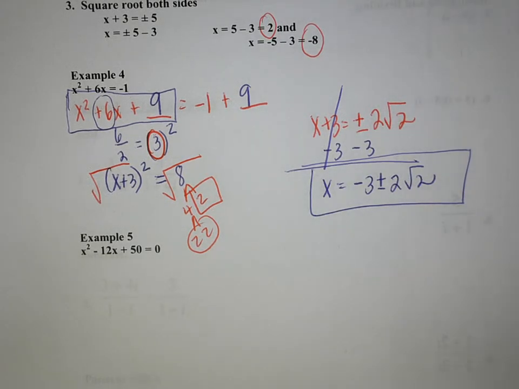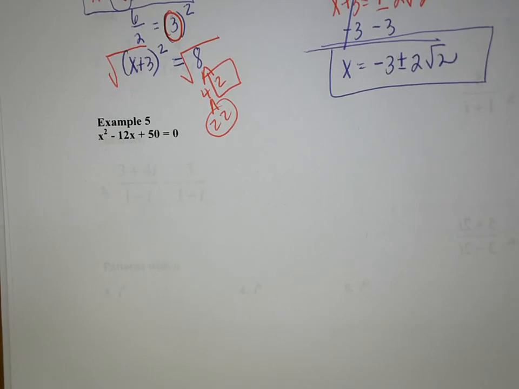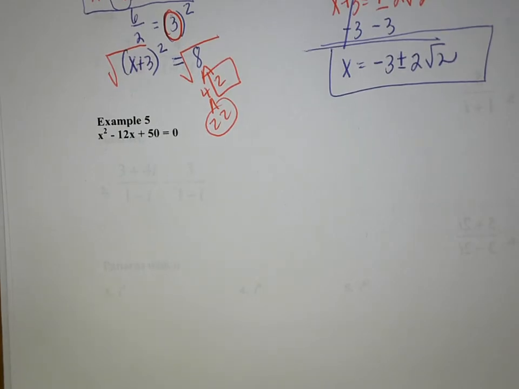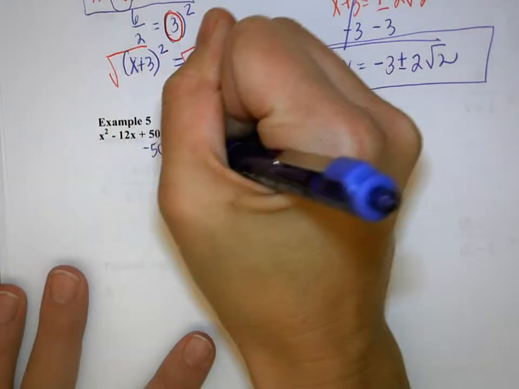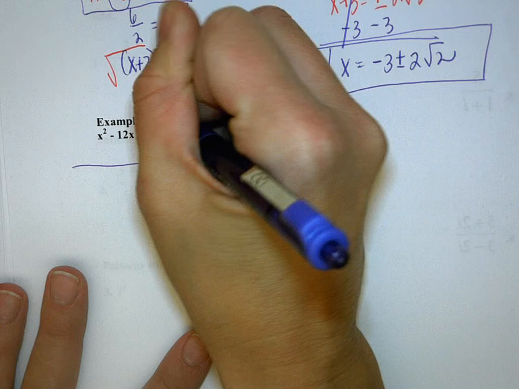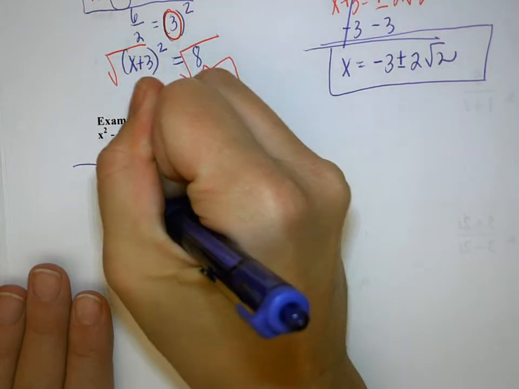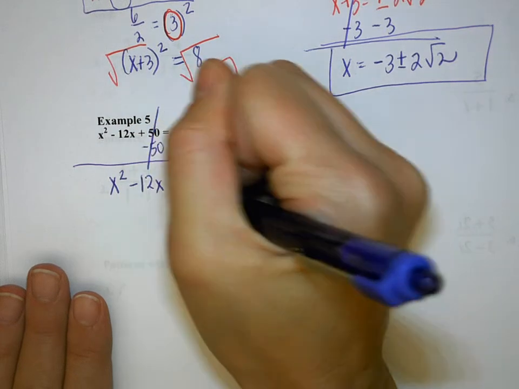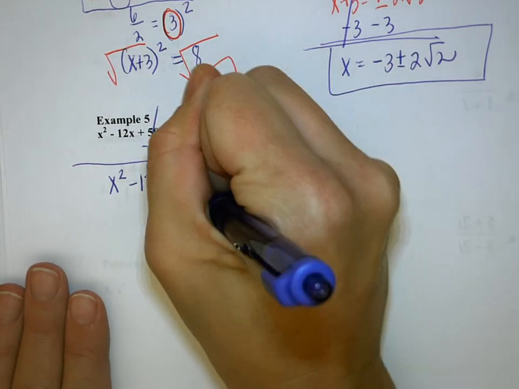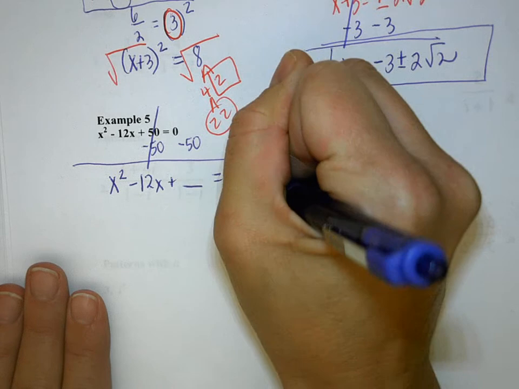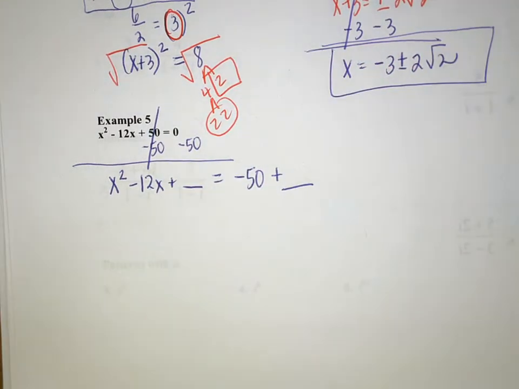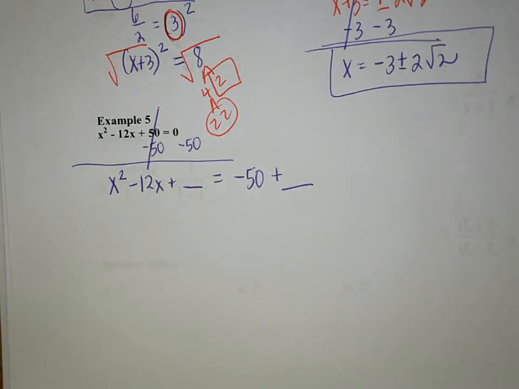All right. So example 5. Are all my x's together and my plain numbers on the other side? No. So what would I need to do first on this? Very good. Subtract 50 is correct. So now when I write this, I'm going to write it as x squared minus 12x plus your blank equals -50 plus my blank. Because whatever I do to one side, I have to do to the other side, because that will make a balance. You can't just do something to one side because that would throw it off.